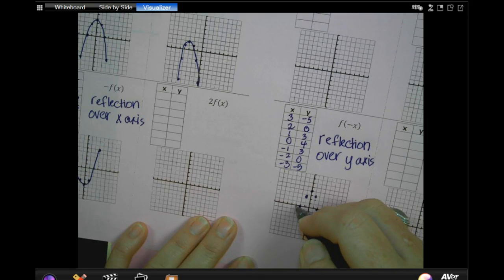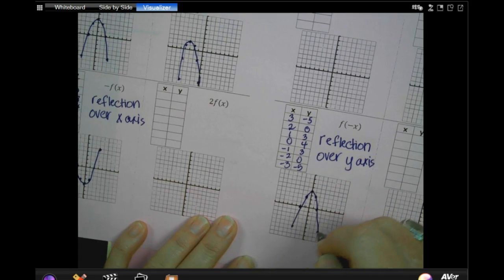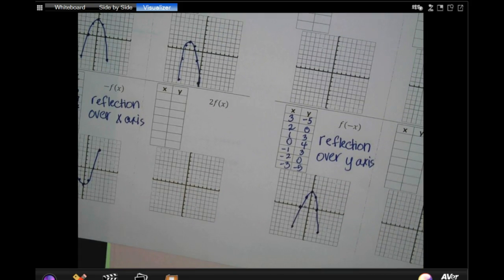So what do you see about this in the original? Why are they the same? So the negative reflects it over the y-axis, but the quadratic is symmetrical about the y-axis, so when you flip it, it looks the same, right? Nothing changed.